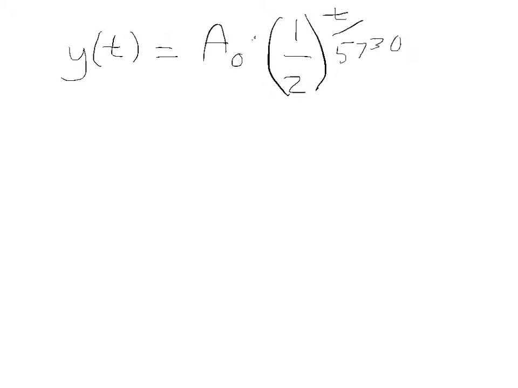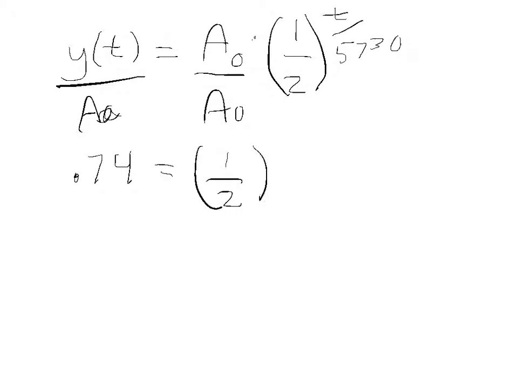So when you divide both sides by A initial, you get how much you have left at that certain amount of time. This number is going to be 74%, because that's what it says. So I'm going to put 0.74 equals 1/2 to the t over 5,730.